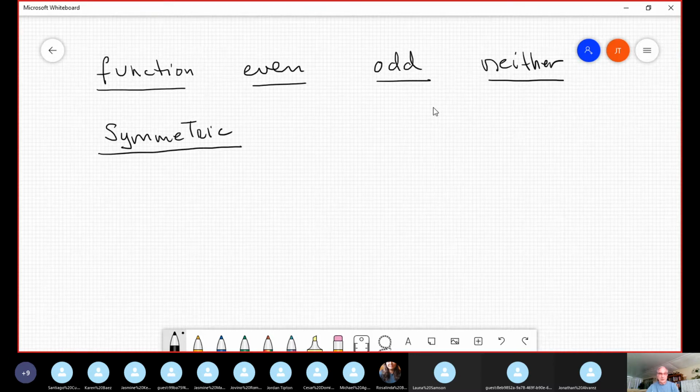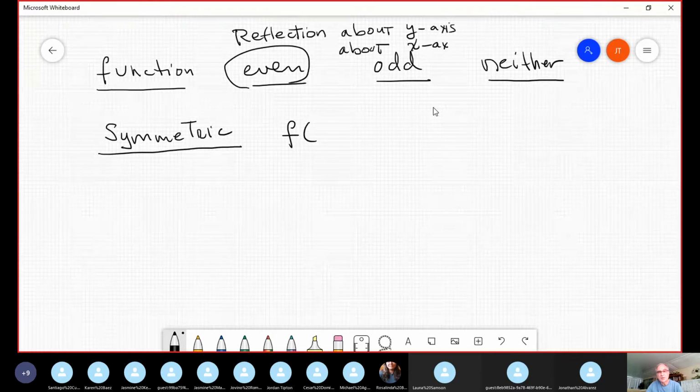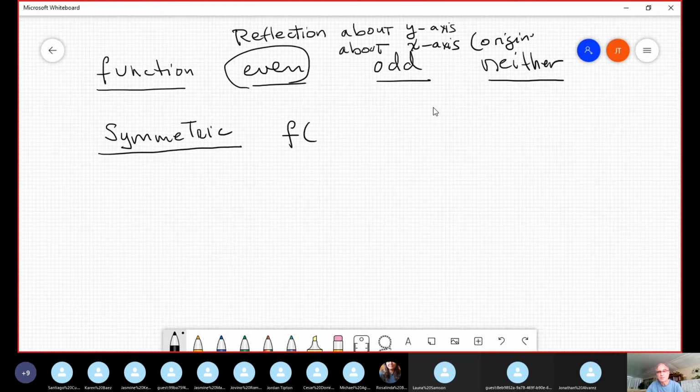Suppose that we have an even function. An even function is a function, and when you perform reflection, remember we have two kinds of reflection. Reflection about the y-axis is one possibility. And we have another reflection that is about the x-axis, or about the origin, more properly.